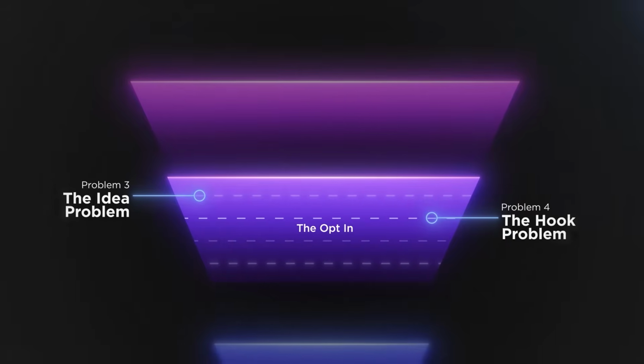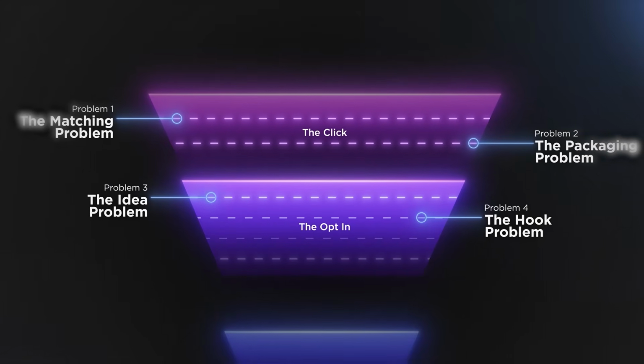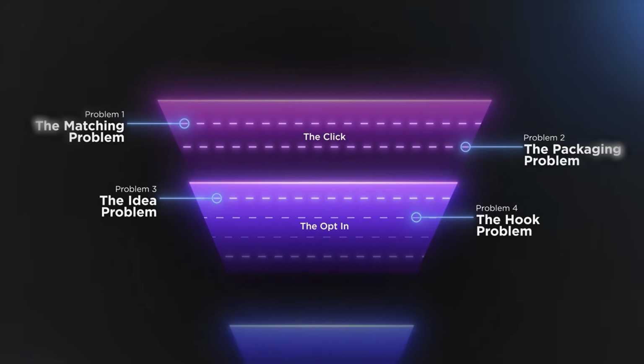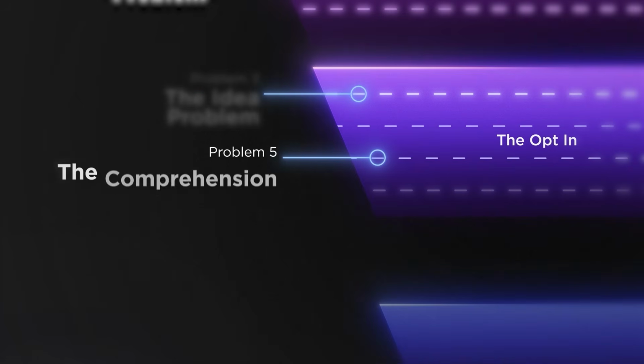All right, so if you've gotten past those first 4 big problems, we're starting to get lower in the funnel and things are going to get a little bit more straightforward to solve. If you've got the videos to the right people and they're clicking and the ideas are good and you've hooked them and you're still getting low views, it's because most of your viewers are churning right after the hook is over. And this is problem number 5, the comprehension problem.